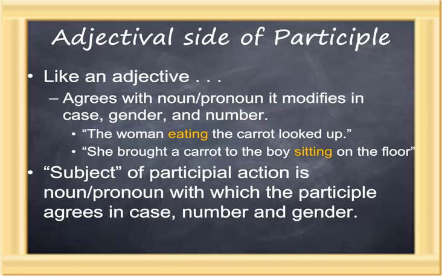Participles, being built as they are on verbs, do convey action. The subject of the participial action is the word, the noun or pronoun, which the participle modifies by agreeing with it in case, gender, and number. So the subject of "eating" in the first sentence, the one who does the eating, is the woman. In the second sentence, the one who does the sitting is the boy, the subject of the participial action.